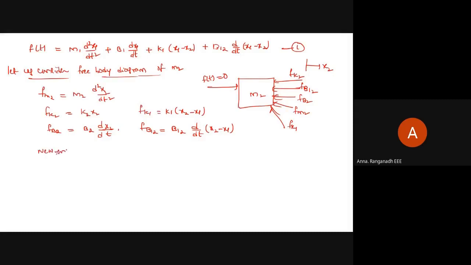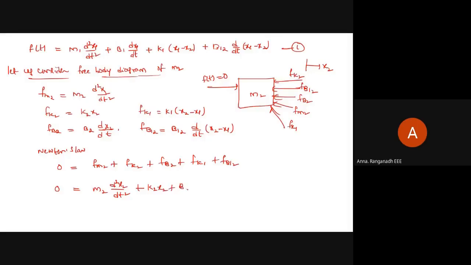According to Newton's law, 0 equals Fm2 plus Fk2 plus Fb2 plus Fk1 plus Fb12. If you substitute all the equations, 0 equals M2 d square x2 by dt square plus K2 x2 plus B2 into dx2 by dt plus K1 into x2 minus x1 plus B12 into d by dt of x2 minus x1. So this is the equation number 2.